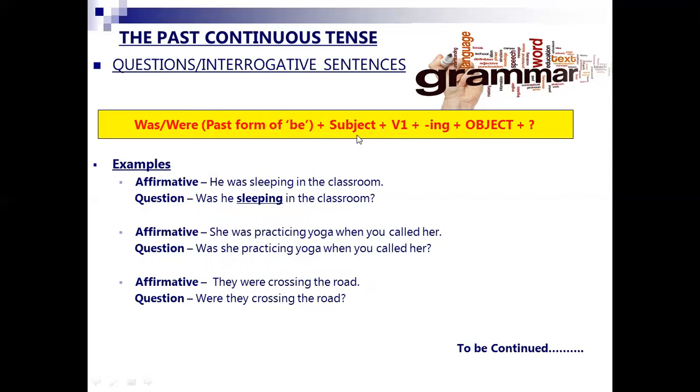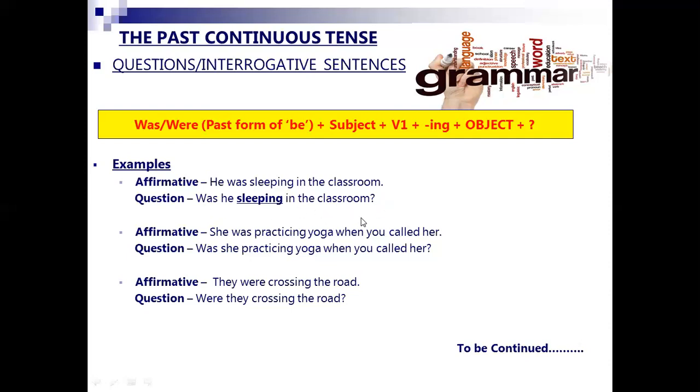Only you have to take the helping verb first, then the subject. Here again don't use the helping verb, because we are using this helping verb first, then subject, then V1 plus ing. See, he was sleeping in the classroom. He is the subject, was is the helping verb, sleeping is V1 plus ing, in the classroom. Now, what is your work? You want to make a question, so bring this verb first. Was, he the subject, sleeping in the classroom, and give a question mark at the end. Yes. Was he sleeping in the classroom?